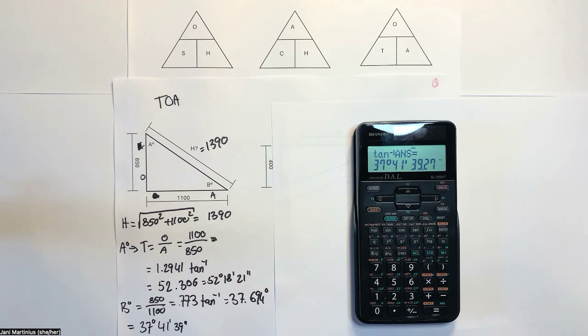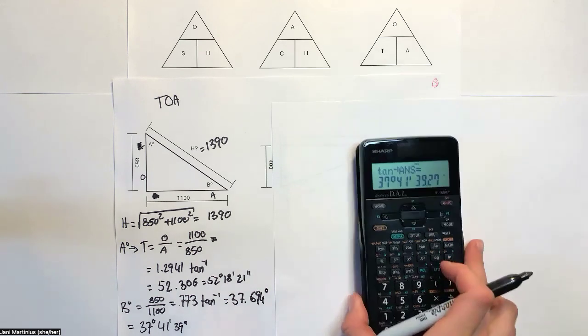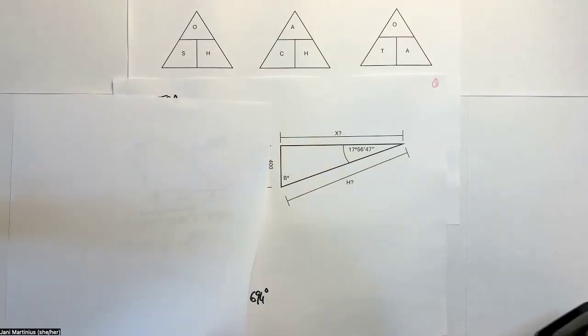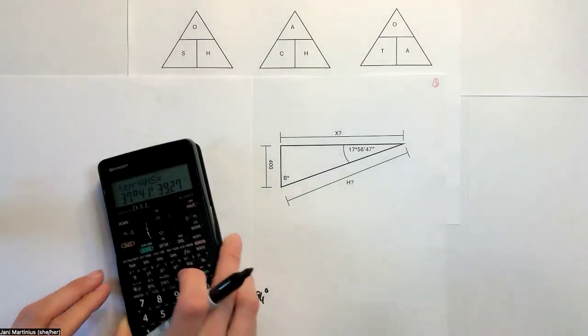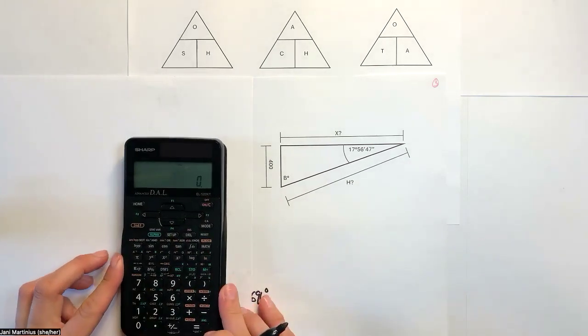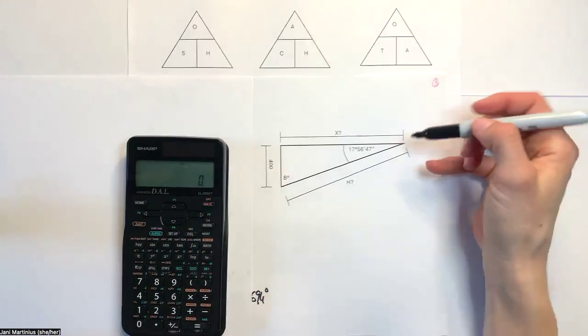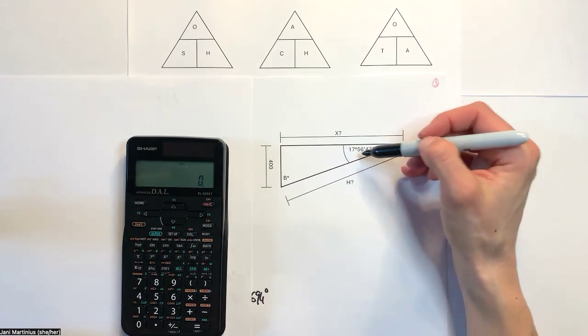Awesome. I hope that made a little bit of sense. We'll do two more just to help you get the gist. And I scribbled over, apologies for that. Okay, here's our second one. So we have an angle given to us.